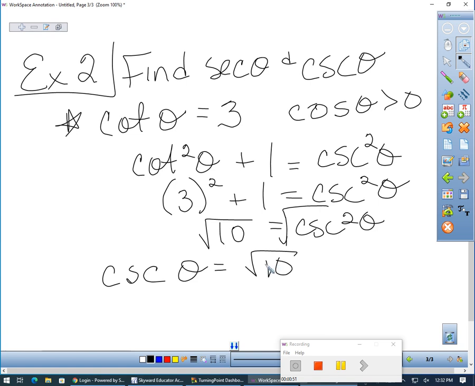So the only thing we have left to find is secant. Well, how do we do that? What do we have that we can work with? 1 over root 10 is going to give you sine. How's that going to get you cosecant?